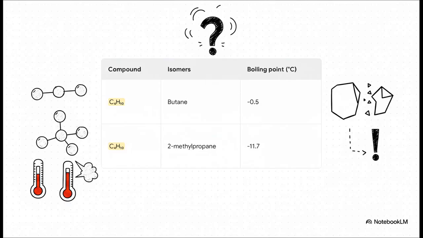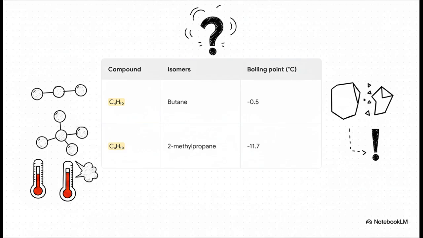And hey, this isn't just some theory. Take a look at this. We've got 2 compounds here, butane and 2-methylpropane. Now look at their chemical formula. It's exactly the same, C4H10. 4 carbons, 10 hydrogens. But then look at their boiling points. Butane boils at -0.5 degrees Celsius, while 2-methylpropane waits all the way until almost -12 degrees. That is a huge difference. Same parts, totally different behavior.